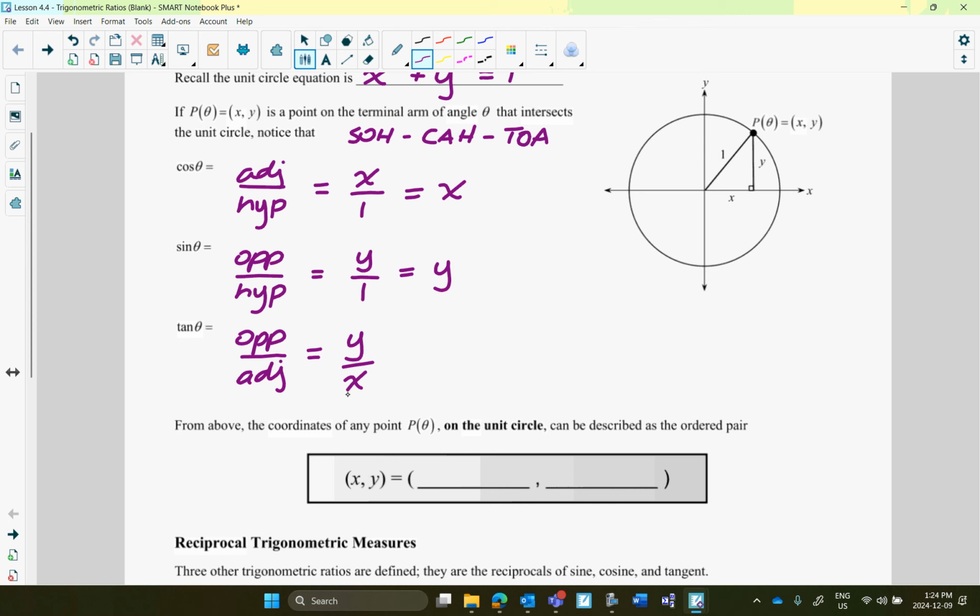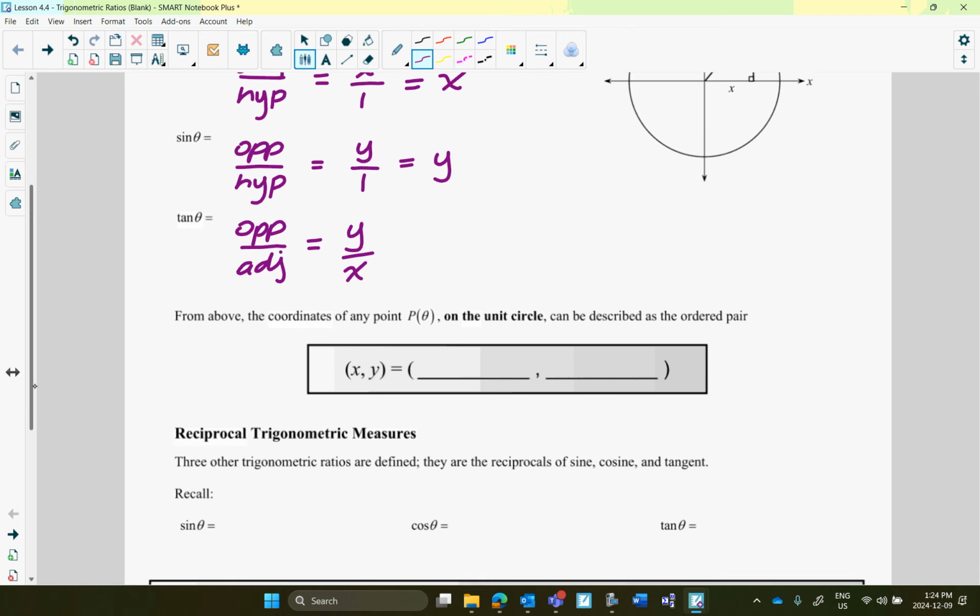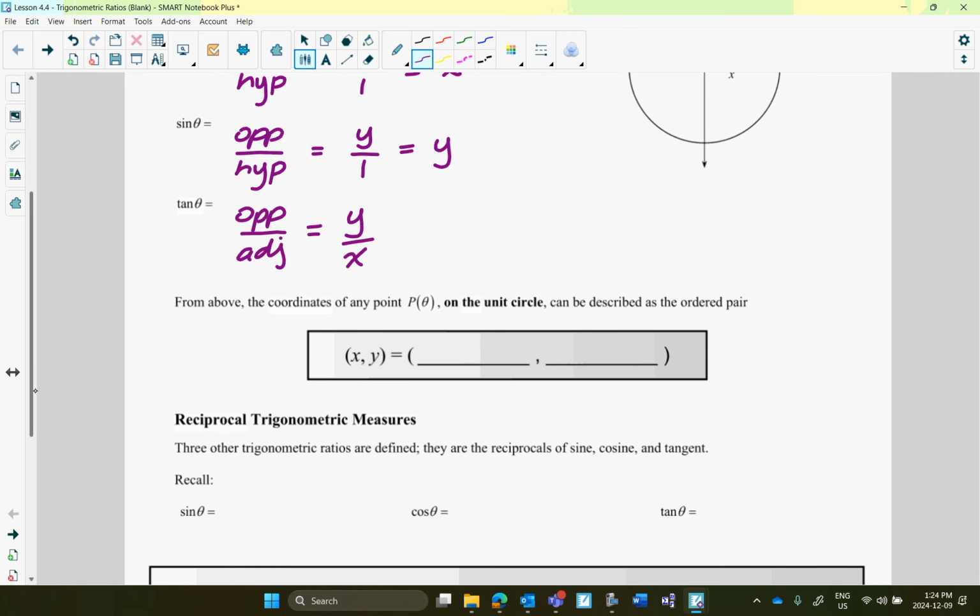So whenever you have a point on the unit circle, the cosine of its corresponding angle will always be the x coordinate. So the x coordinate of a point on the unit circle will be the cosine of the angle that goes through that. And the sine of the angle will be the y coordinate of that point.